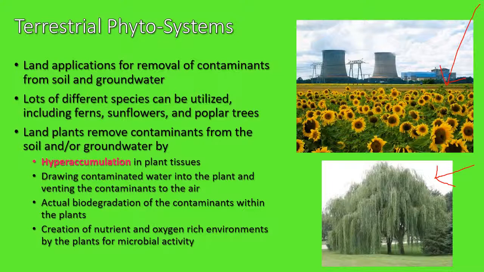Some plants will actually take these contaminants that are present and transform them and biodegrade them into less toxic or non-toxic compounds. And then sometimes it's not the plants that are doing the job, it's actually the plants are just creating a very nutrient and oxygen-rich environment where microbes can grow, and then they're the ones that do all the biodegradation. So these are the different methods that we're going to discuss.